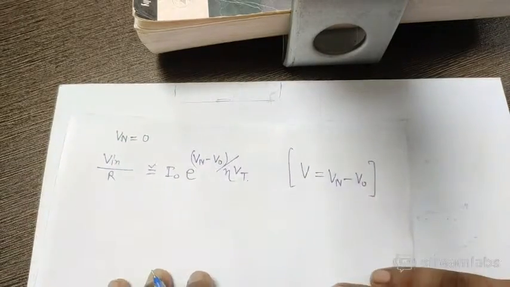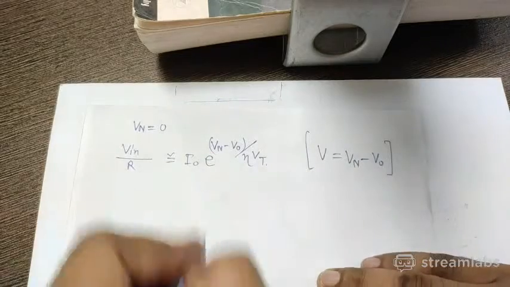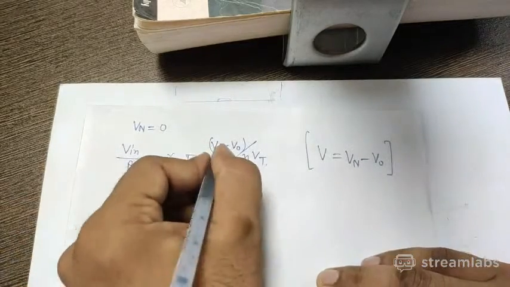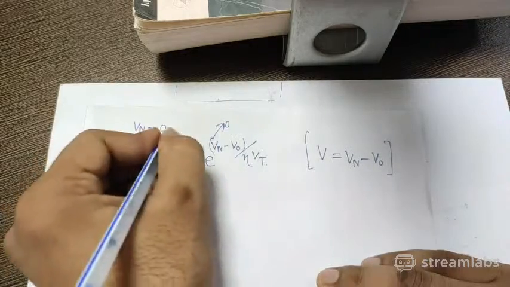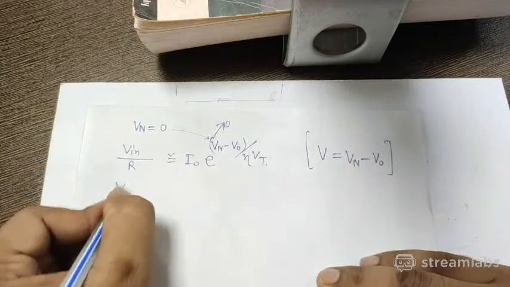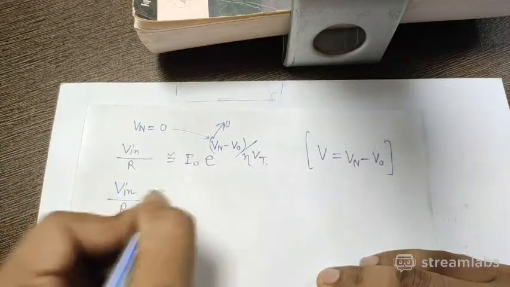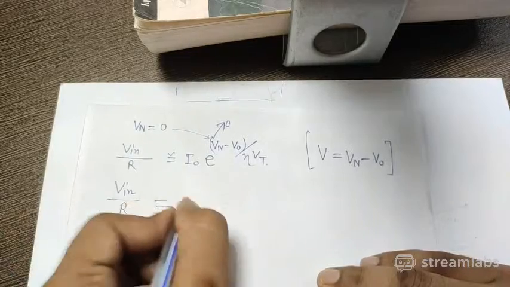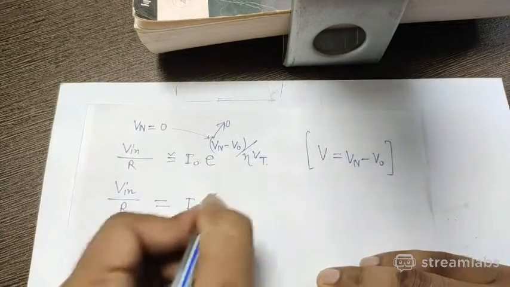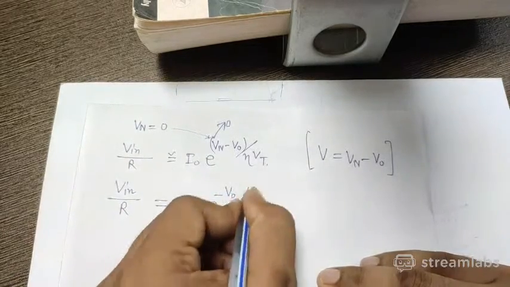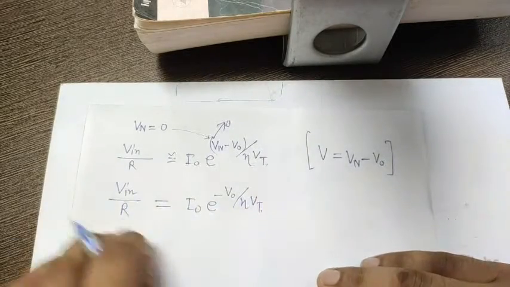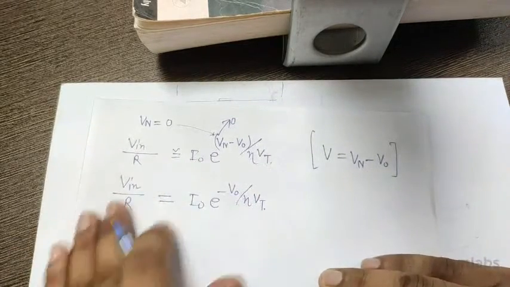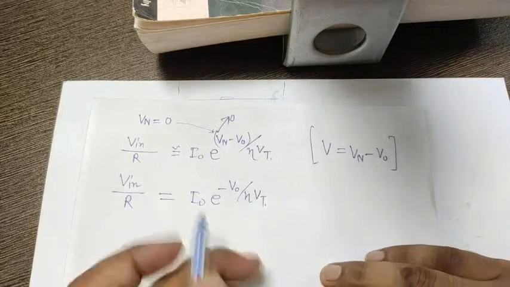Okay, so since Vn is 0, this equation turns towards Vin upon R equal to I naught e to the power minus V naught upon eta Vt. Just solve this equation and find out the value of V naught.